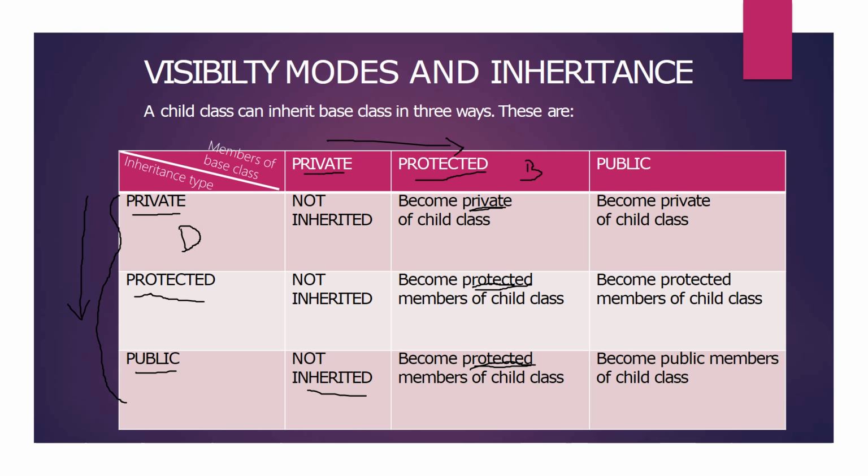Now we'll see what happens with the public member functions under the base class. If I call the public member function of the base class under the derived class private, the public member function from the base class becomes private itself. The public member function from the base class will change into the derived class part as private itself.